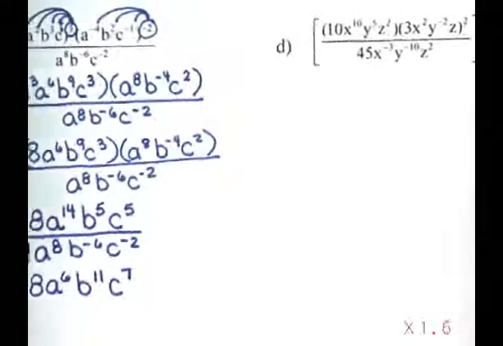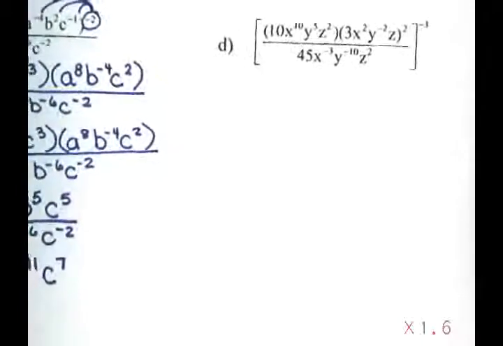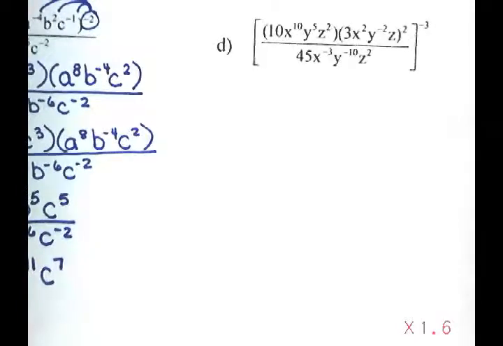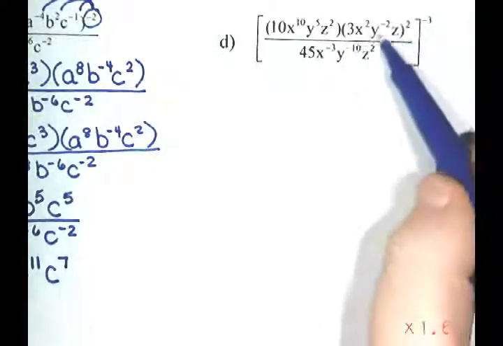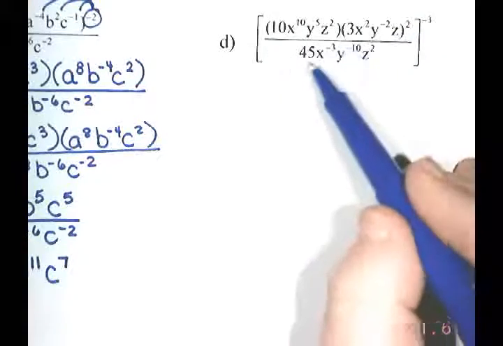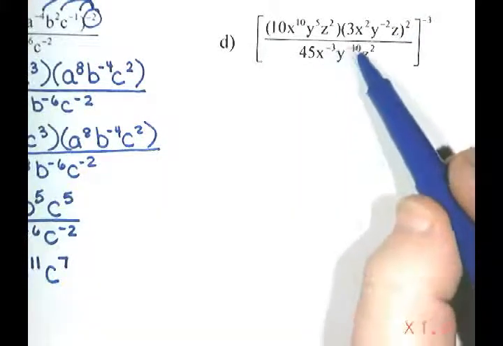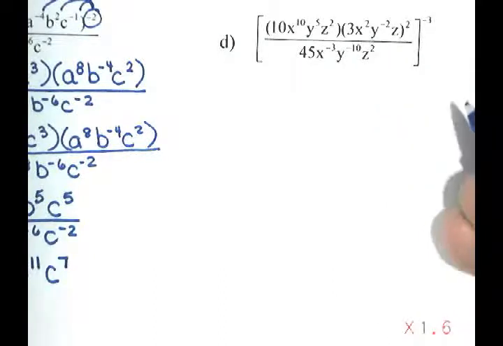All right, we have one more question. This one's pretty long. So I have 10 x to the 10, y to the 5, z to the 2, times 3x to the 2, y to the negative 2, z squared, divided by 45 x to the negative 3, y to the negative 10, z to the 2, all to the power of negative 3.